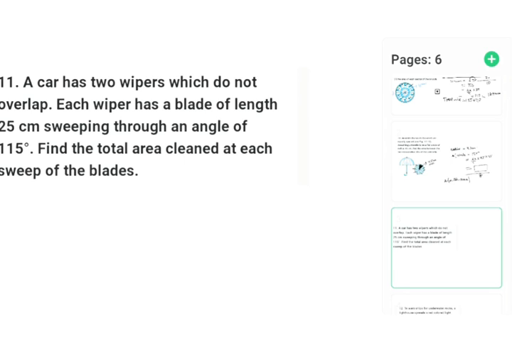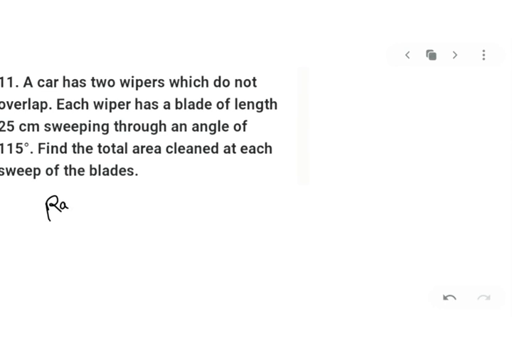Next we have: a car has two wipers which do not overlap. You have seen the wipers at the front of a car? Yes, each wiper has a blade of length 25 centimeter sweeping through an angle of 115 degrees. So what is 25 centimeter here? It is the radius. Okay, and it is sweeping. Sweep means area, it cleans the glass, right? So the angle is given as 115 degrees. The central angle is in your hand, the radius is in your hand. You have to find the area swept by the two blades.